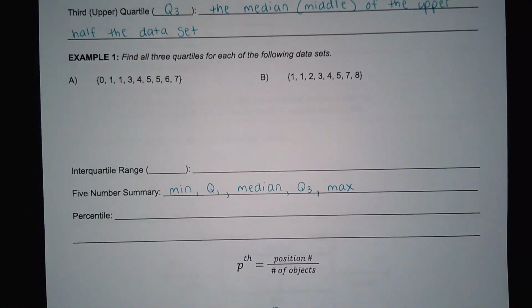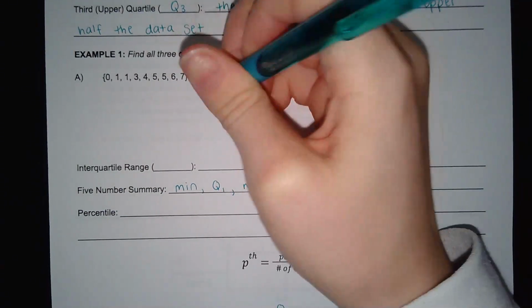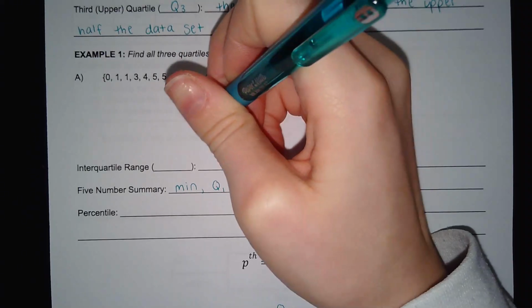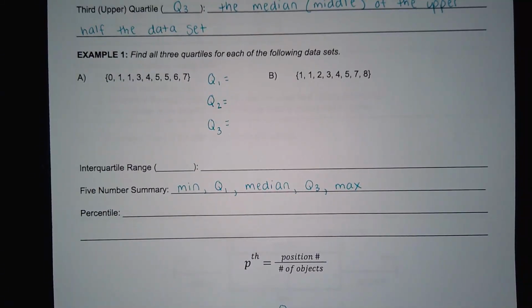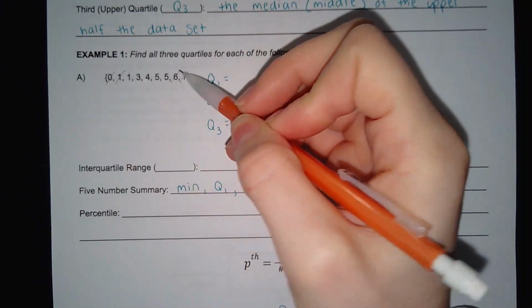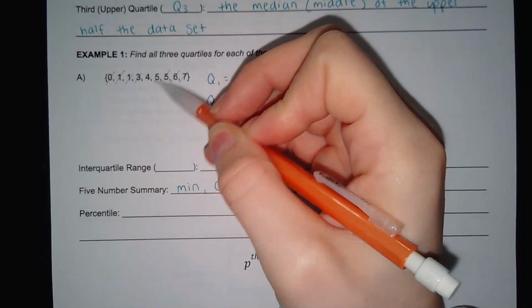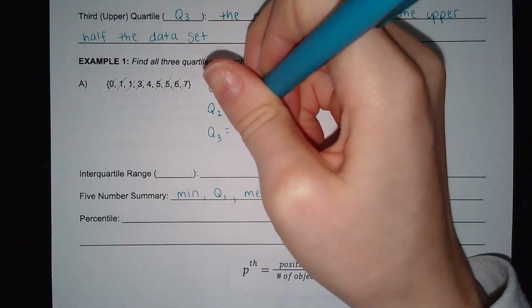All right, we're going to go ahead and find our quartiles for each of these data sets in example 1. So I'm going to find Q1, Q2, and Q3. Now, I like to start with Q2. I think the median is the easiest one to find. Remember with the median, we can cross off high, low, until we get to the middle. So if I cross off low, high, low, high, low, high, low, high, we get to the middle, and that median number is going to be 4 there. So my Q2 would be 4.